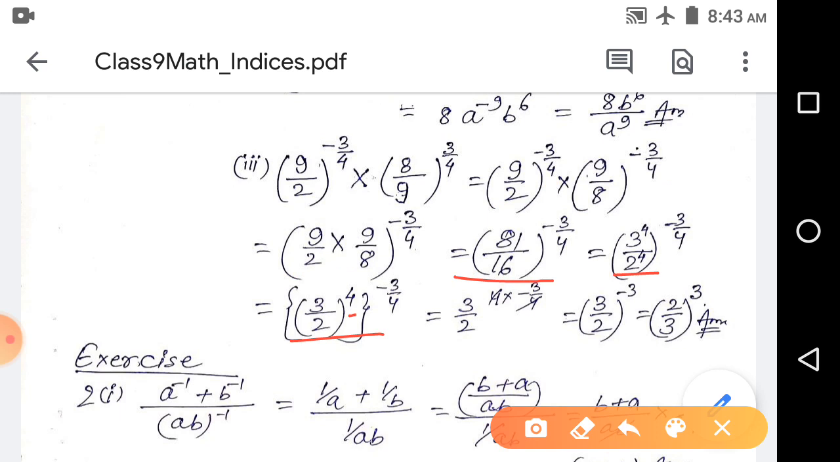So as those powers can be multiplied together in order to finalize this. Here we have 3 by 2, 4 into minus 3 by 4. So it becomes 3 by 2 to the power minus 3, and this negative index can be taken as positive exponent by taking the reciprocal. 2 by 3 to the power 3 is the answer.